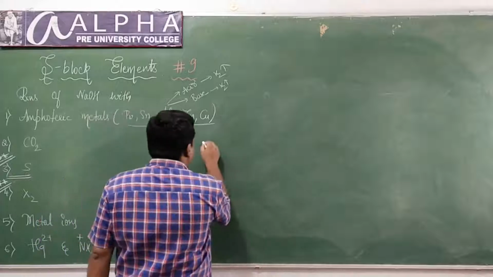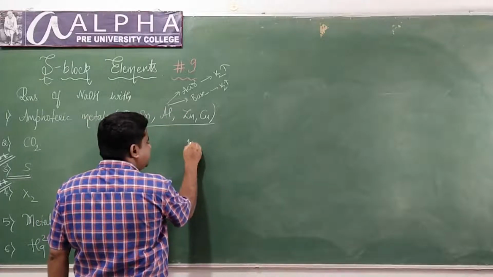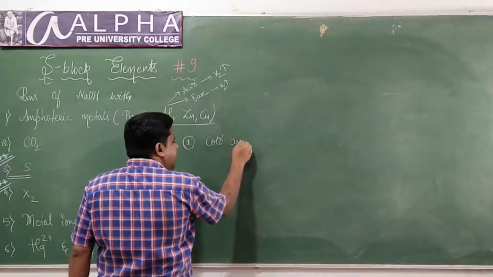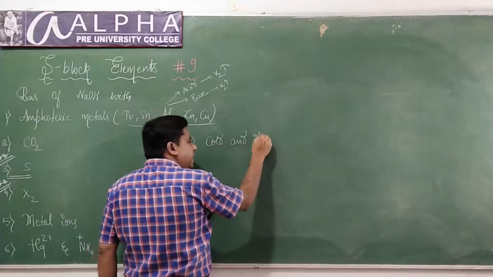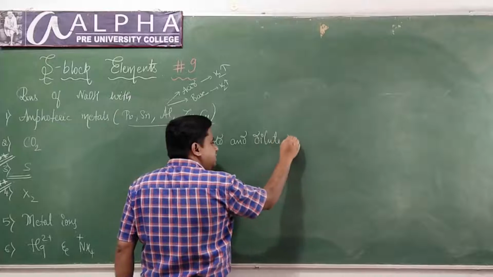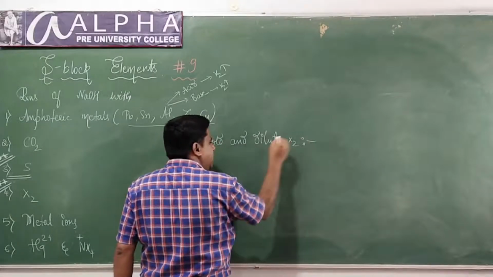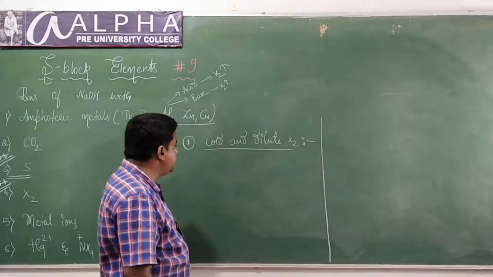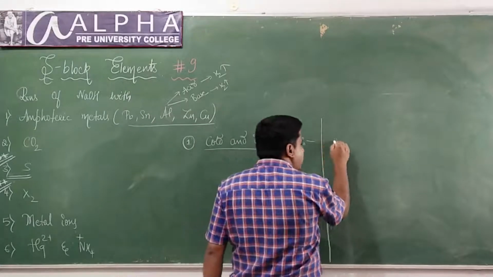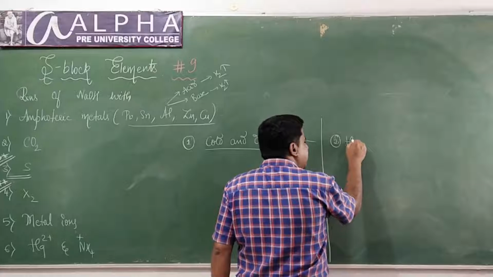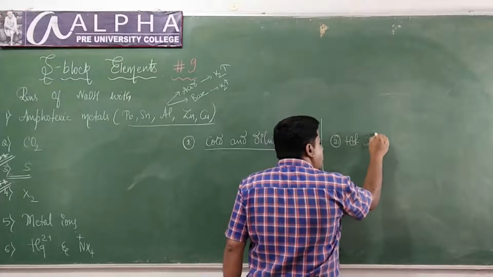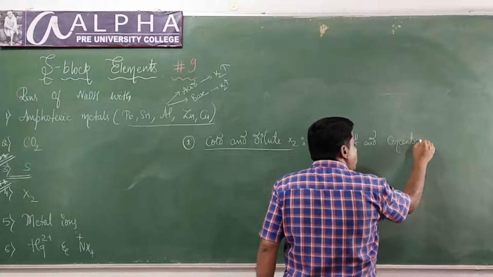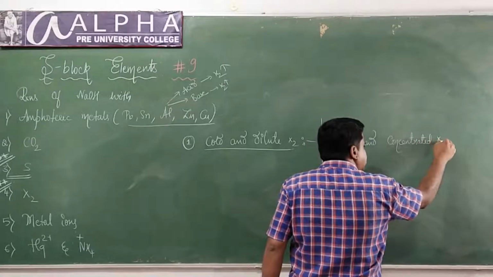First case, reaction of sodium hydroxide with cold and dilute halogens. The next case is going to be the reaction of sodium hydroxide with hot and concentrated halogens. Are you getting my point?